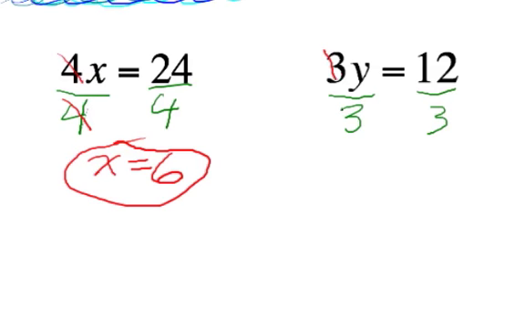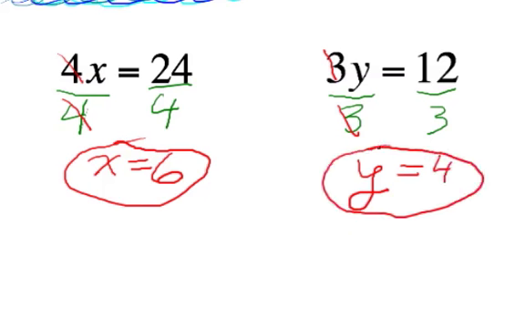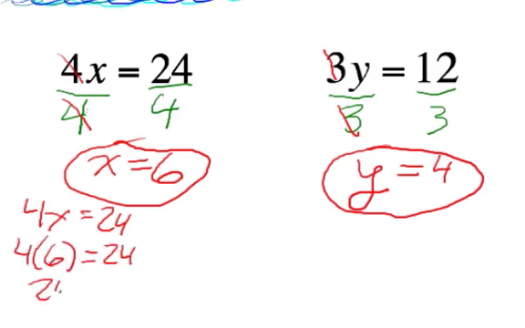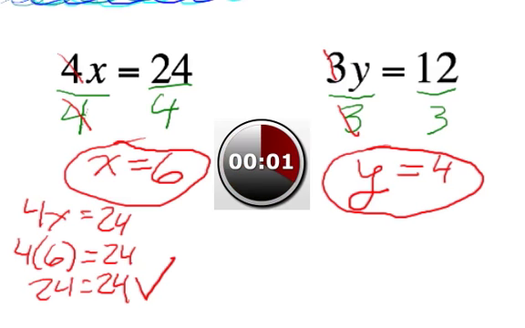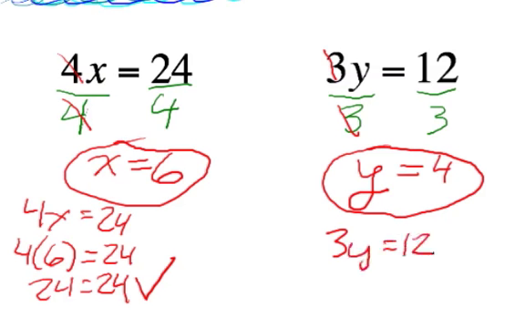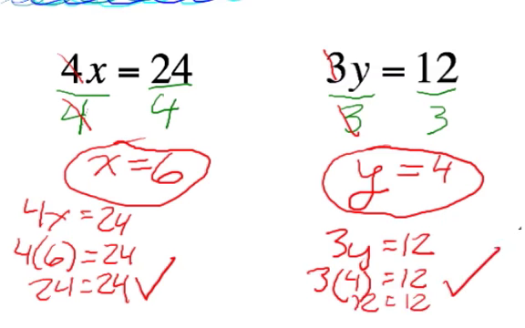Good. The 3's cancel. 3y over 3 is just y, and 12 over 3 is 4. Final answer. Lastly, we need to check our answer. So our answer is correct. Now I'd like you to check yours. Taking the original equation, 3y equals 12, substitute in y equals 4. Okay. Good job.